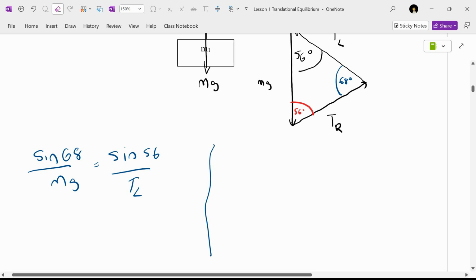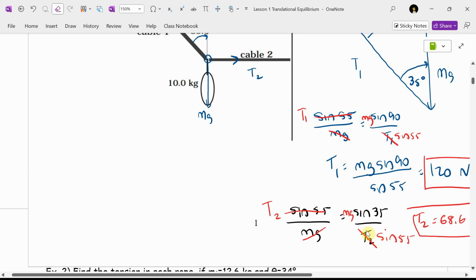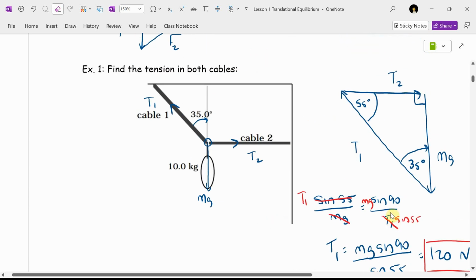Braden, where is the tension left right now? On the, more specific, on the, yeah. Wait. Stop. Look up. Braden, where was tension 2 when we set it up? On the right and on the bottom. Yes? And where was tension 1 when we set it up? On the right and on the bottom.